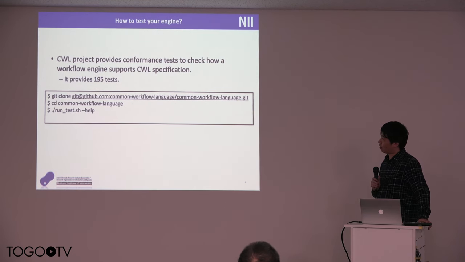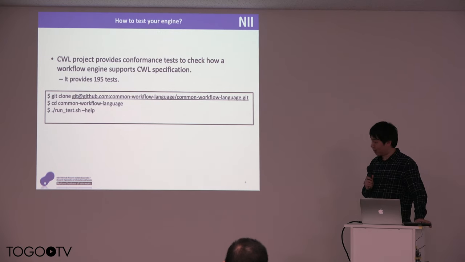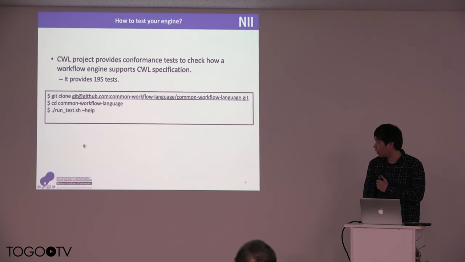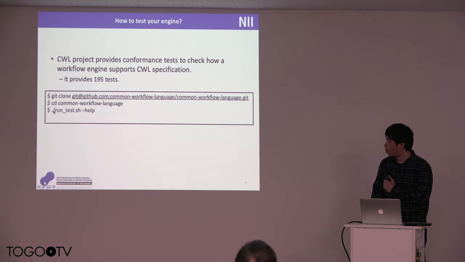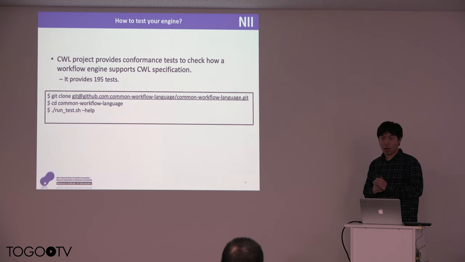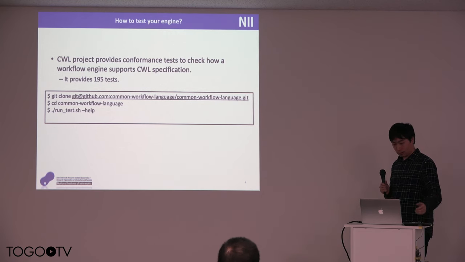And currently it is a set of tests, and it provides maybe 197 or so. It has already increased since I made the slide, but that's okay. And how to use it? First, clone the CWL repositories and change the directory here. And when you type this command, you can see the several options for how to run all the conformance tests on your local machine.